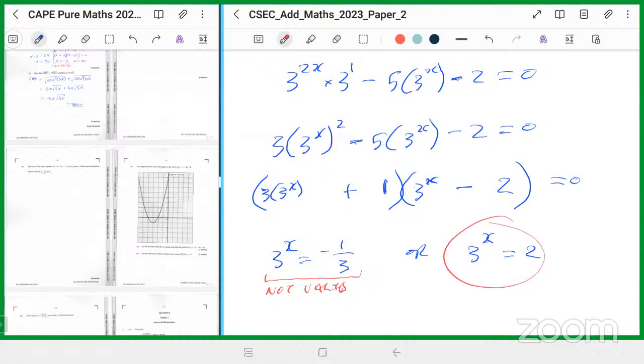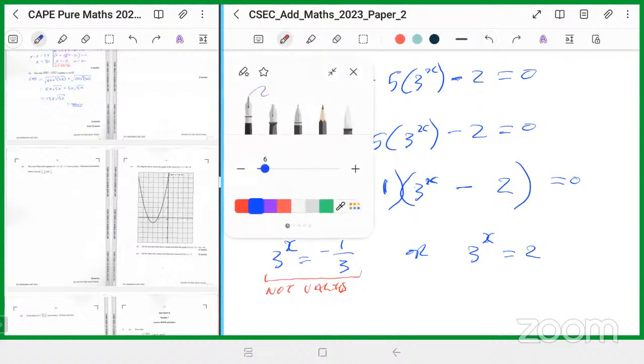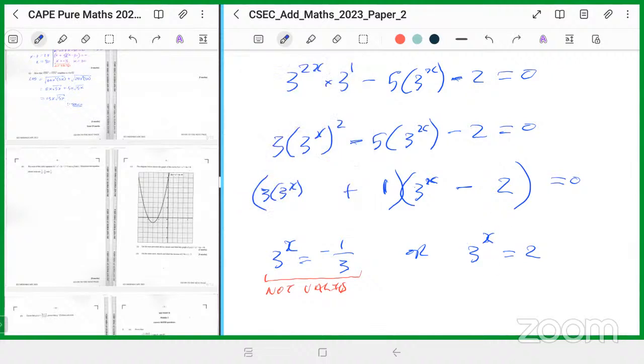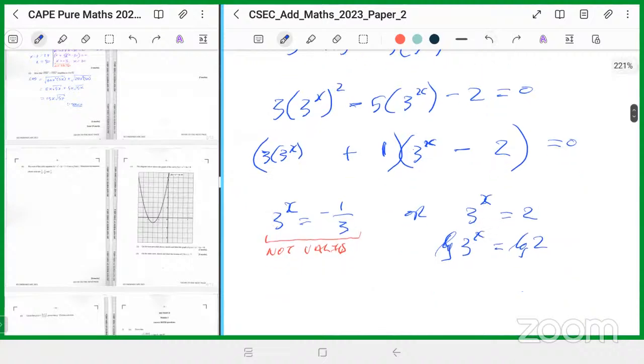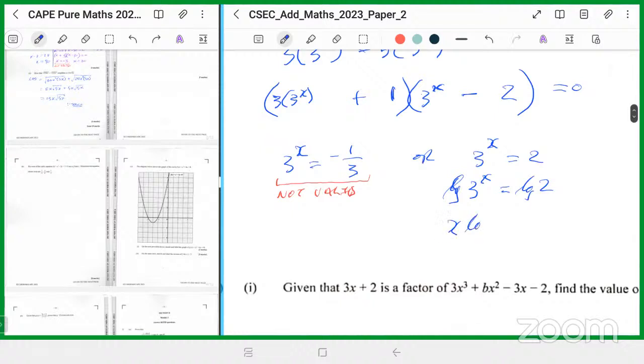So we're solving this one now. To get the x out of the power, we take logs on both sides. So you log this side, you get the log of 3 to the x equals the log of 2. This x comes to the front with that power log law. And so you get x log of 3 equals the log of 2, and so x equals the log of 2 over the log of 3. Basically whatever that works out to is the answer.